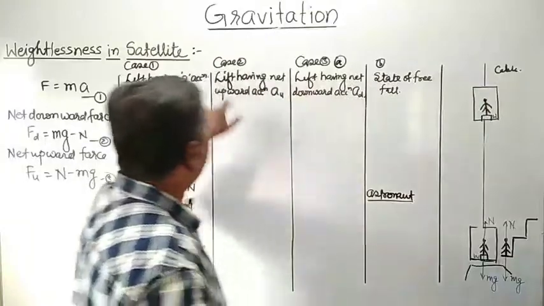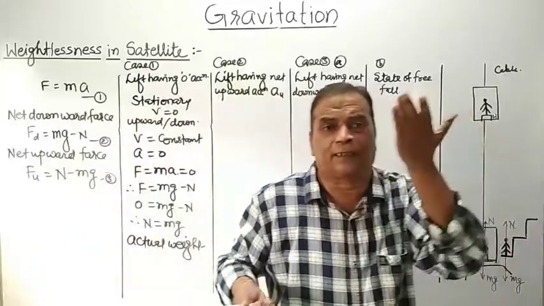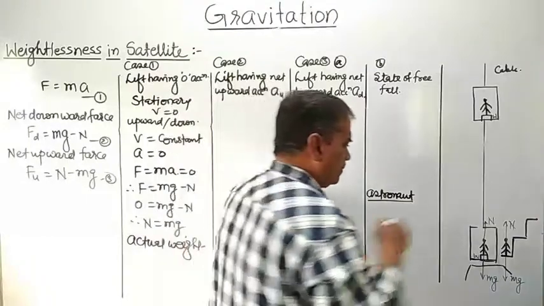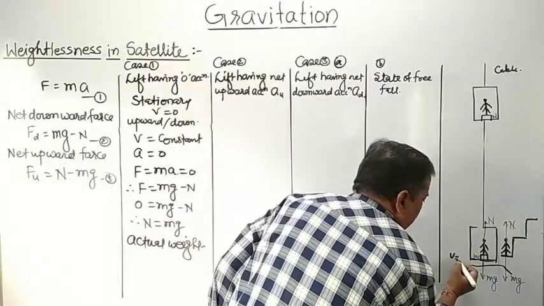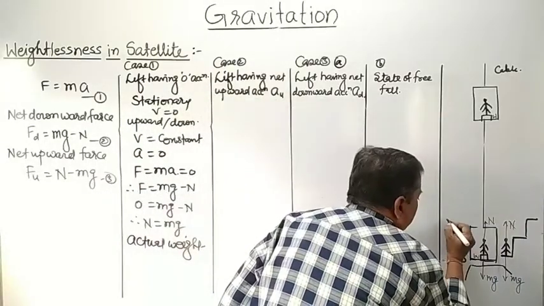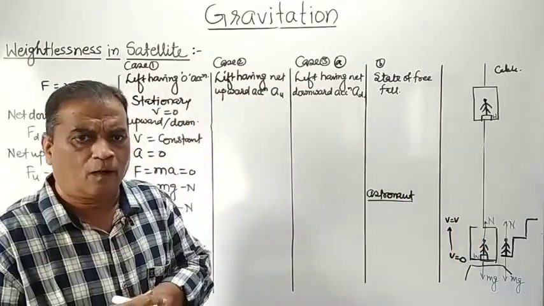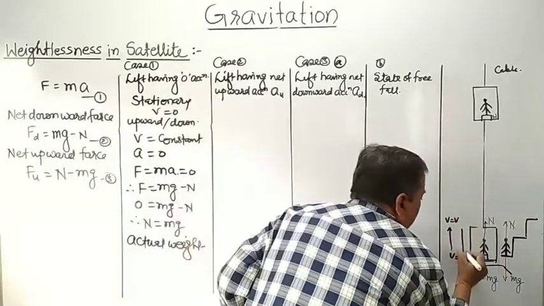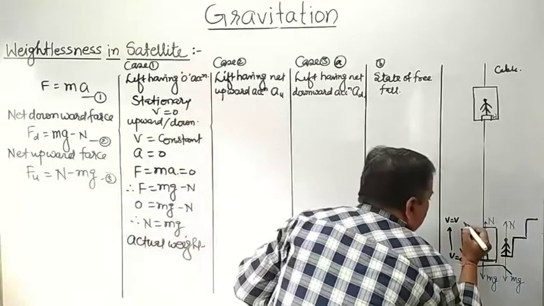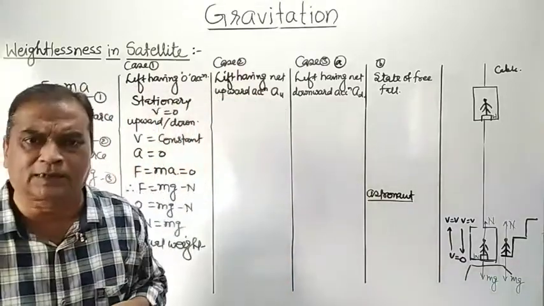Now the second possibility, that the lift has net upward acceleration. What is needed for acceleration? There must be a change in velocity. Suppose here the lift is at the bottom. What is the velocity of the lift? Zero. Let this lift start moving in the upward direction, and after some time it reaches a velocity v. Or the lift is moving in the downward direction, and before it comes to rest at the bottom, its velocity is v, and when it comes to rest, its velocity v becomes equal to 0.